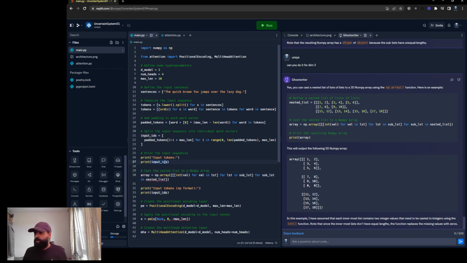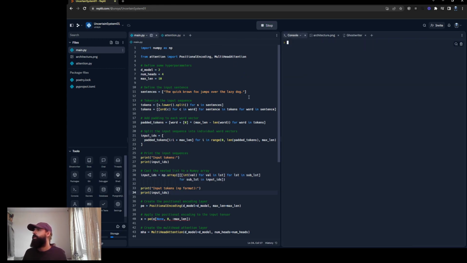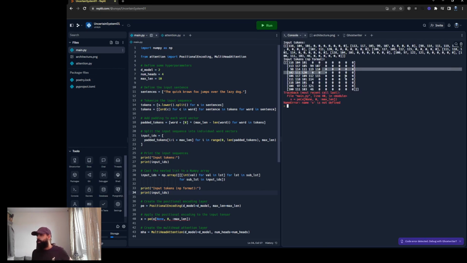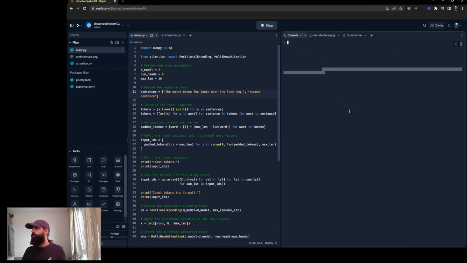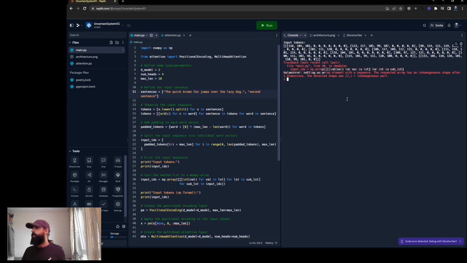So we want to do these with input IDs, and then print that. So let's see if that works. Yes, that works, exactly. And if now we add a second sentence here, then we have that, then it breaks. Why?